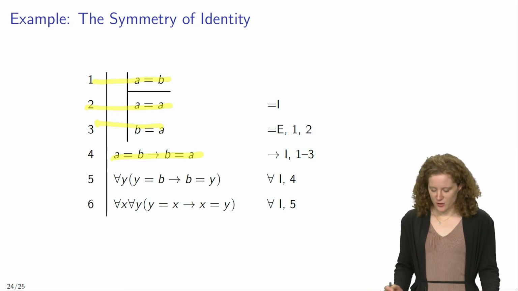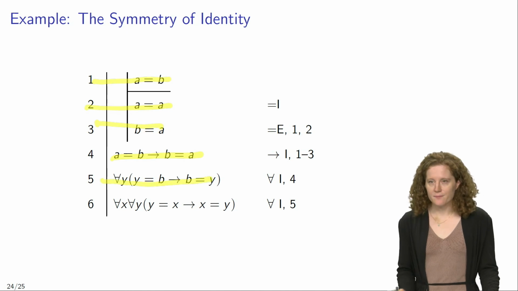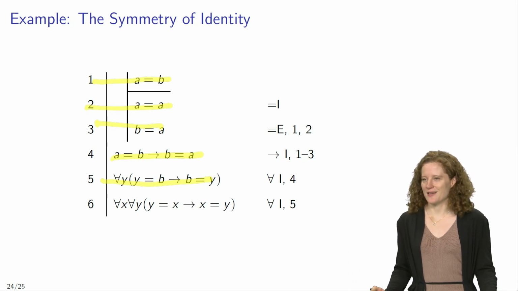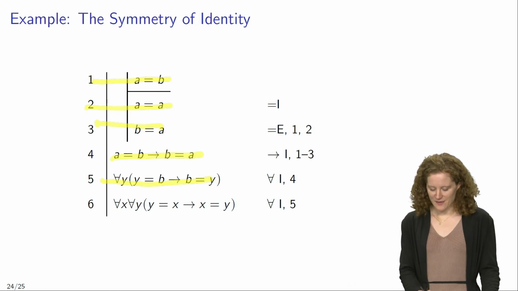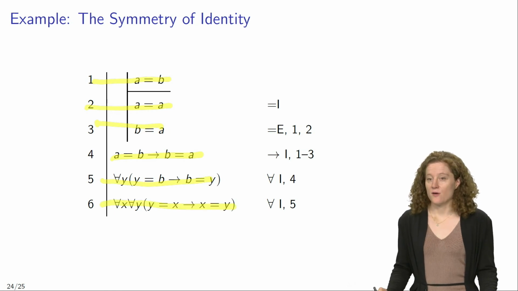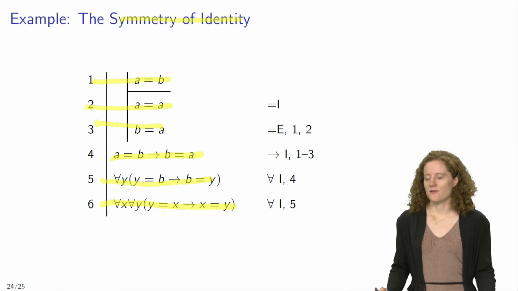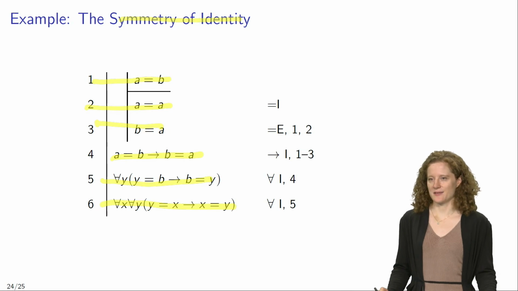We can then infer that for all y, if y equals B, then B equals y, and justify this inference by means of universal introduction applied to line 4. And then in the final step, we can infer that for all x and for all y, if y equals x, then x equals y. So what we have proven here is the so-called symmetry of identity, meaning that for any two objects whatsoever, if y is identical to x, then it must be the case that x is also identical to y.